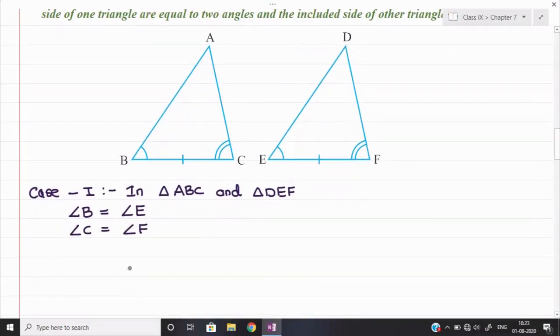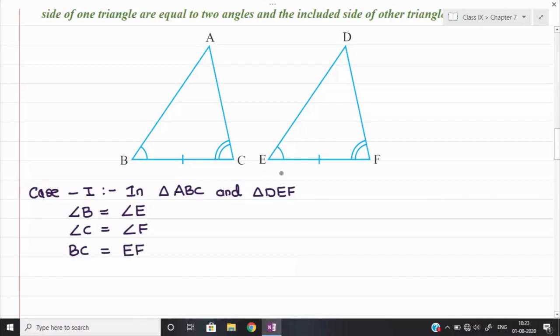Now observe these two angles, this angle and this angle. Similarly, E and F are given equal. So which side is coming between that pair of angles? Observe, the side coming between them is BC and EF. As per the figure, BC and EF are also given to us equal. So we can say that by angle side angle, the triangles will become congruent.